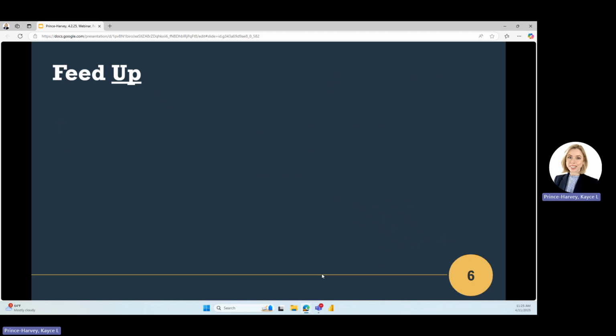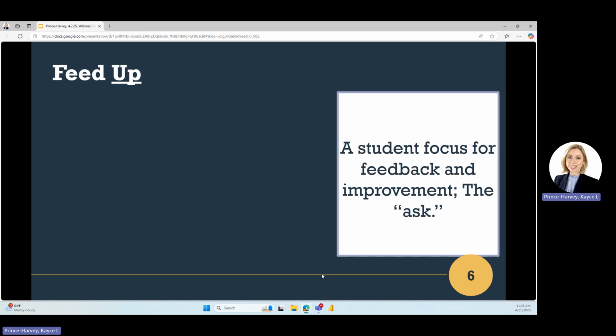So let's start with feed up. The feed up is the student's focus for feedback or the ask that they should come to the table with. In other words, when we are providing feedback for students, they should have already reviewed their own work and identified the important components of the work that they wish to convey. Additionally, they should be thinking about how they could improve their work through the targeted feedback.